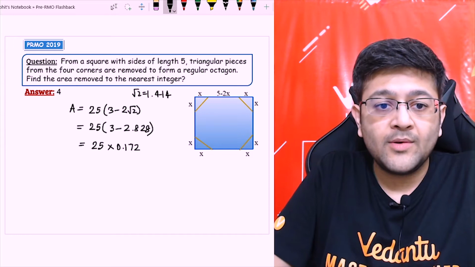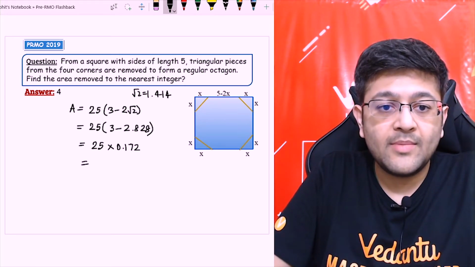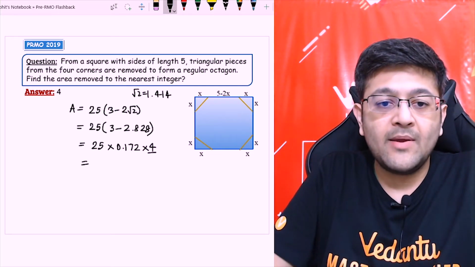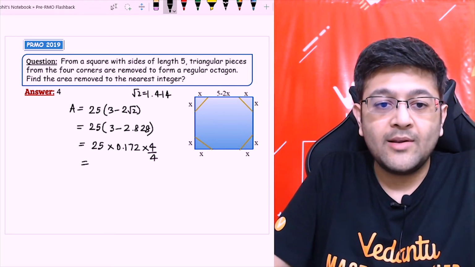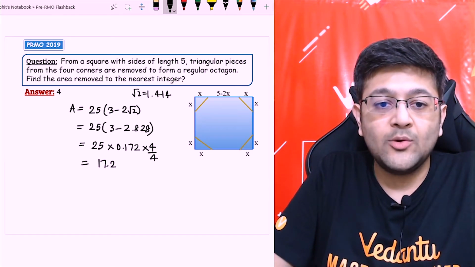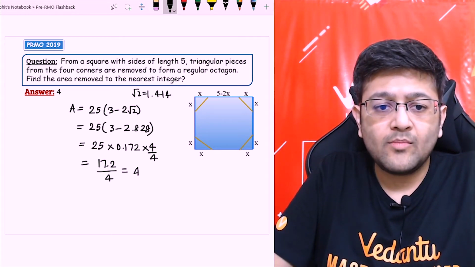0.172. Okay, so this will come out to be, let's see, multiply by 4 and divide by 4. To make the calculation easier, what we can do is multiply by 4 and divide it by 4. You'll get to understand, because 25 into 4 will become 100, so I'll get 17.2 by 4, right? This will be equal to 4.3, right? Yes, so 4.3.